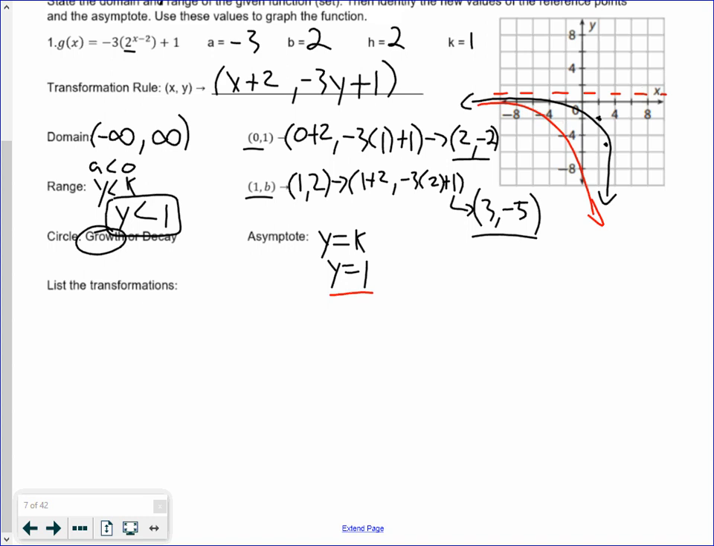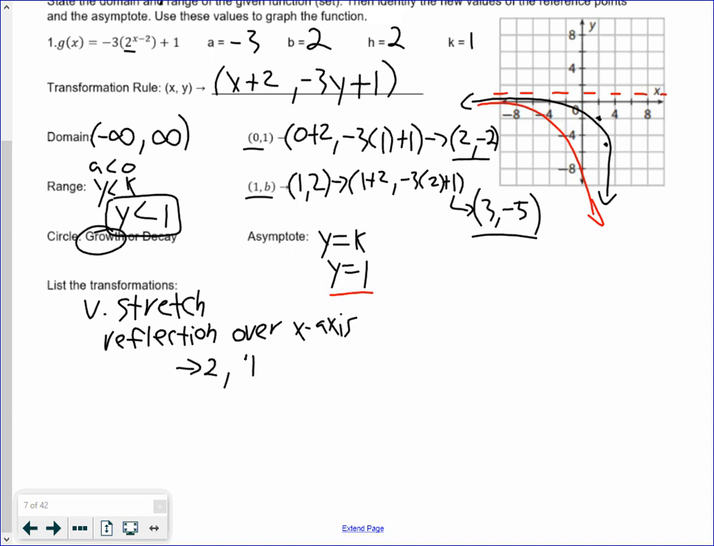So last thing we want to do is list the transformations. So our transformations, we have a vertical stretch, since our absolute value A is greater than 1. We have a reflection over the x-axis, and that's because our A value is negative. Our H is 2, so we go to the right by 2, and our K is 1, so we go up by 1. And that's how you'd solve a problem like this.